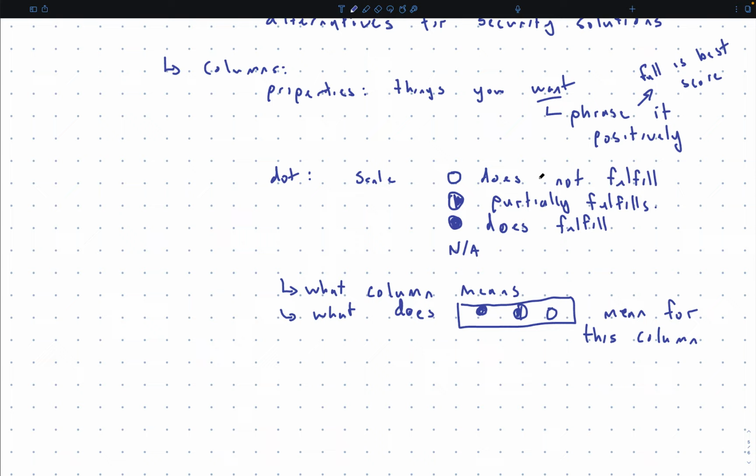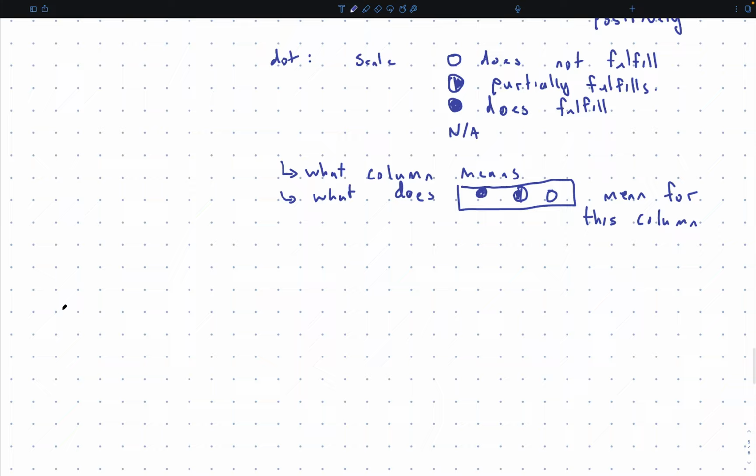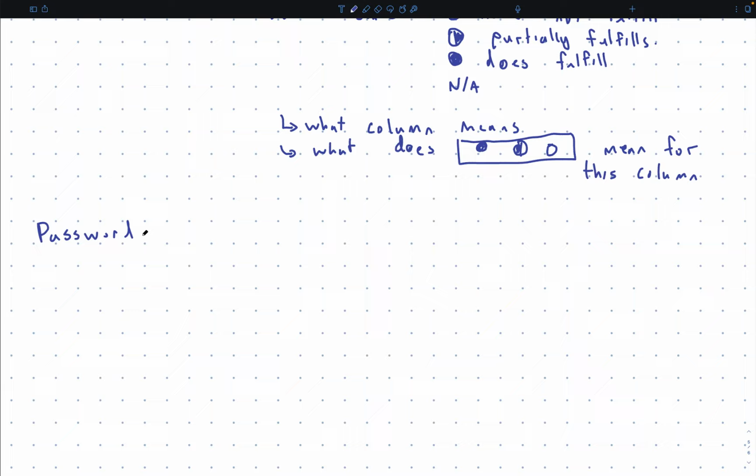Okay, so let's run an example for this. The example I'm going to use is passwords and alternatives. So basically, what are some alternatives to passwords? What's the best one, right? What's the best alternative? If we don't like passwords, almost no one likes passwords, right? And so what are the best ones?